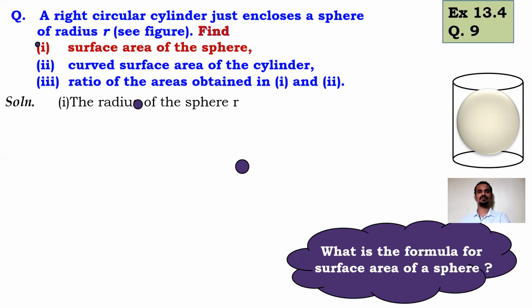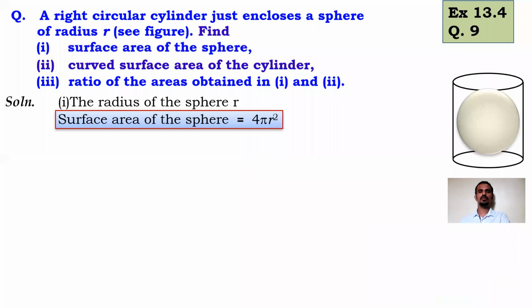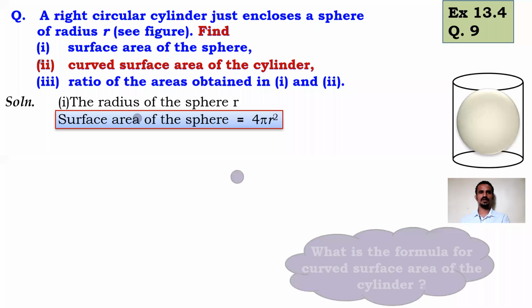Now what will be the surface area of the sphere? Now the surface area of the sphere, as we know, the formula is 4 pi r square. So we simply write surface area of the sphere is equal to 4 pi r square. That's it. There is no calculation required because there is no numerical value given in the question. So we simply say surface area of the sphere is 4 pi r square.